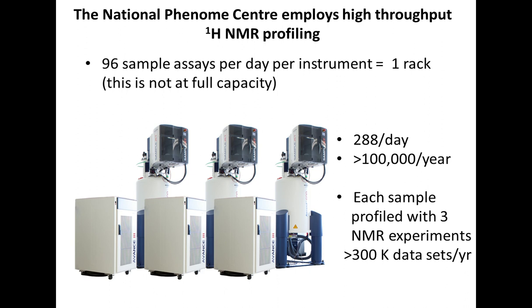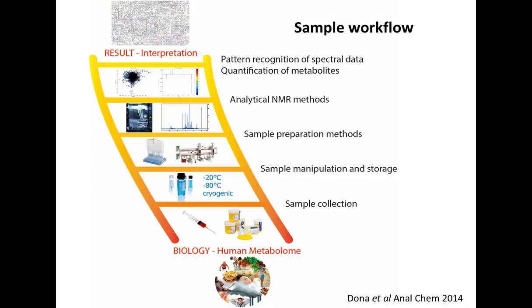So we have 3 NMR spectrometers dedicated to the National Phenome Center, and if we consider a relatively easy throughput of 96 sample assays per day per instrument, which isn't full capacity, but it is an approximation to what we're currently running, we would end up running on the 3 spectrometers 288 samples a day, or over 100,000 samples per year. And the 3 spectrometers give near on identical results.